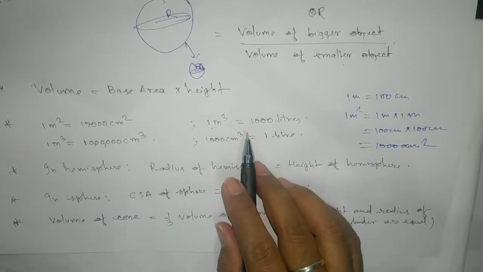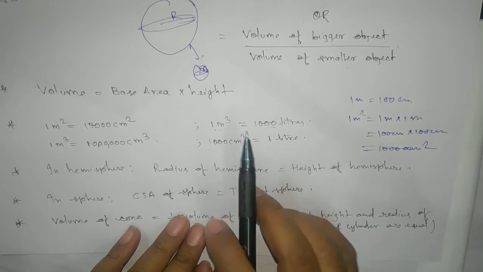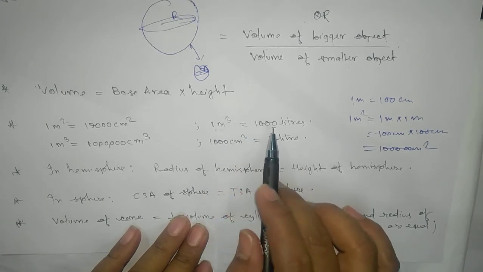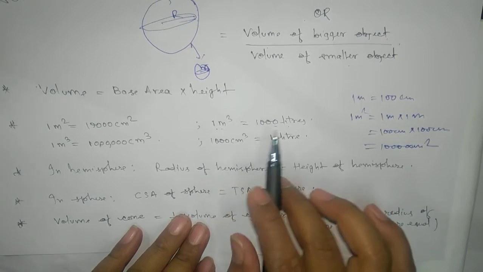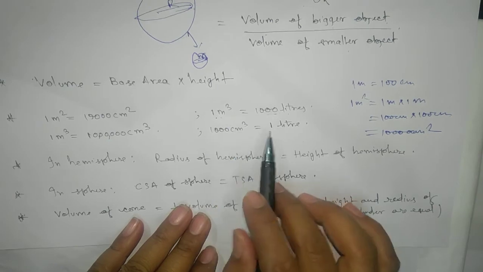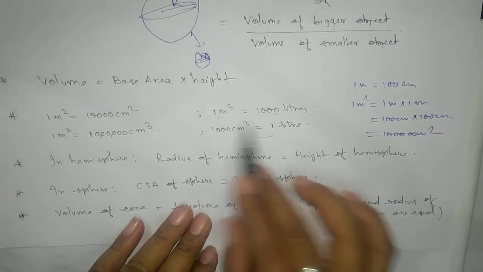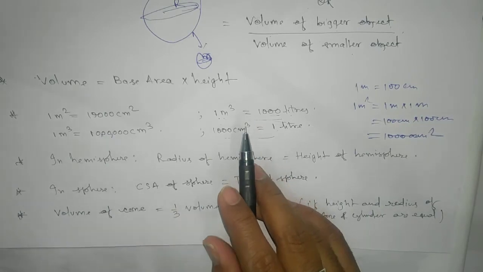Now one conversion part we have: 1 meter cube means 1000 liters of anything, water or oil, any liquid. Similarly here, 1000 cubic centimeter equals 1 liter. These two conversions will be applied in many problems.